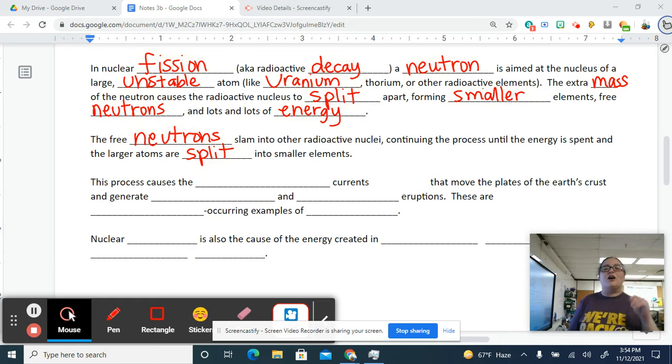So there's a thing called convection. So maybe somebody has a convection oven. You've ever heard of it before? Convection ovens cook fast because they move air around.